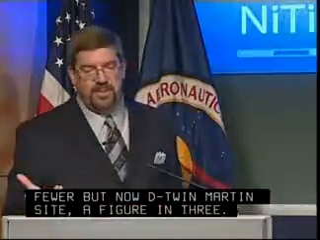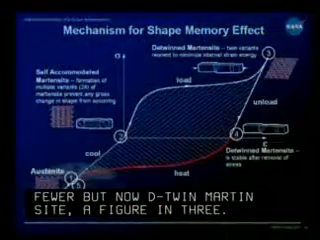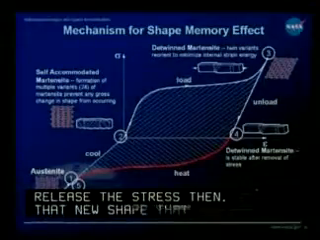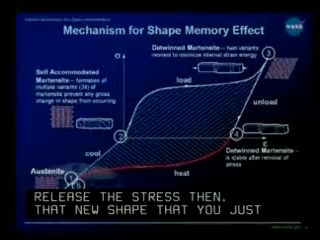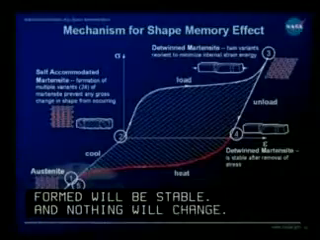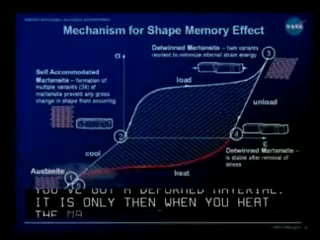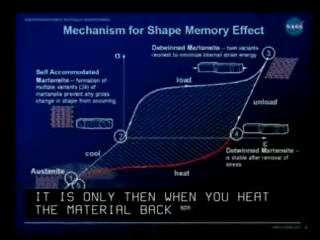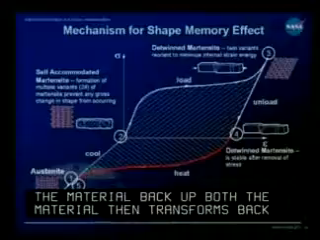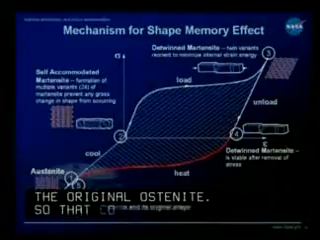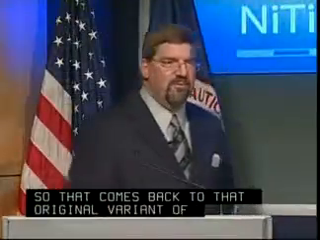So as you deform the material, you release the stress then. That new shape that you've just formed will be stable and nothing will change. You've got a deformed material. It's only then when you heat the material back up that the material will transform back to the original austenite, and in so doing that de-twinned martensite comes back to that original variant of austenite. And that's really the mechanism behind the shape memory effect.